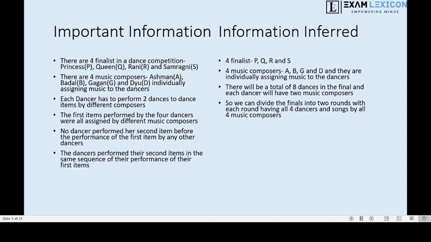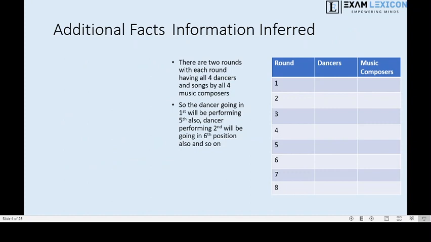Next, the dancers perform their second items in the same sequence of the performance of their first items. So the dancer going in first will be performing in 5th position as well, and the dancer performing in 2nd position will also be going in the 6th position, and so on. Now we have made a table from round 1 to 8 with columns dancers and music composers, and we have kept the information that we had inferred, and we will be looking at the additional facts and filling in the table, and obviously adding into the information that we had inferred.